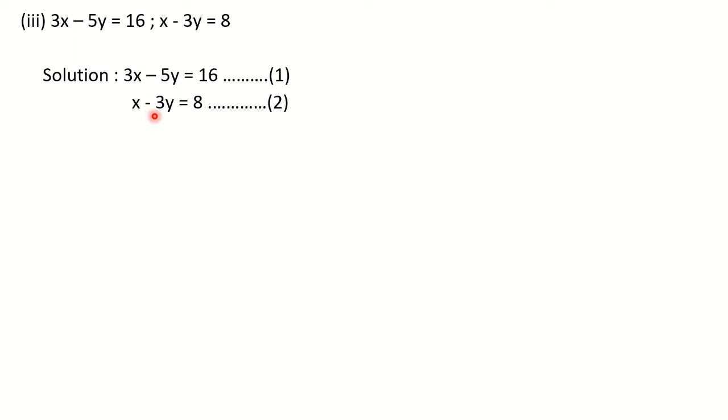Now we need to equate any one coefficient. Then and then only we can eliminate the variable. So if we try to equate the coefficient of y, we have to multiply both the equations. So leave it. Instead, you can equate the coefficient of x. Here it is 3 and here it is 1. So if we multiply equation 2 by 3, here we will get the equal coefficient. Okay, so we are going to multiply equation 2 by 3.